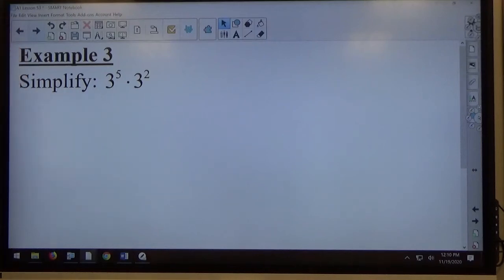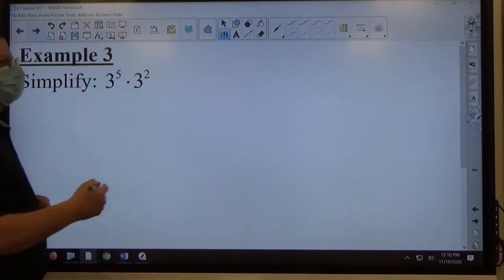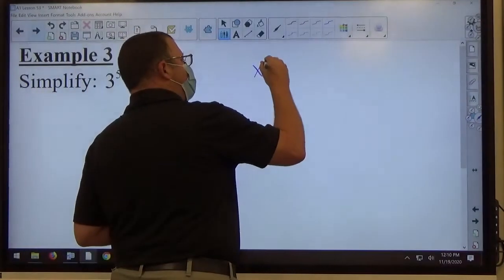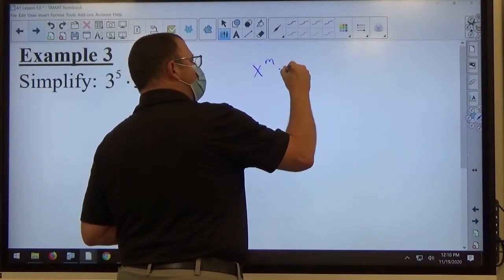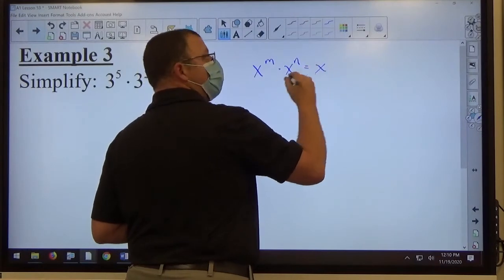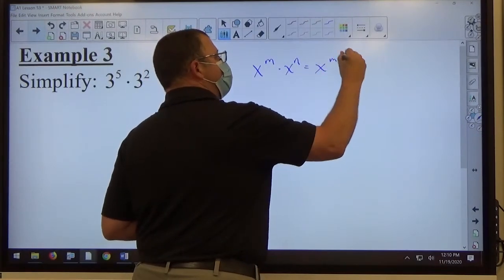Okay, example 3, it says simplify 3 to the 5th times 3 squared. Now, the rule that we're going to be using here is the rule that says when you multiply x to a power times x to a power, you're going to take that x and add the powers.